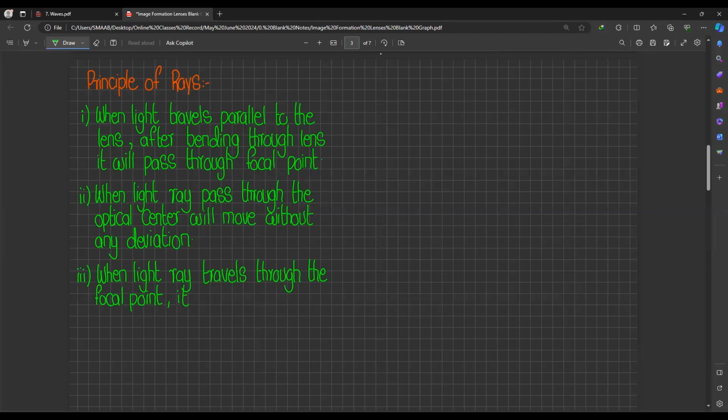Question, sir. What does deviation mean? A bending. Just like in the deviation in the ripple tank, we discussed that the waves will deviate in different angle or in different direction. So no deviation means that there will be no change in direction of the ray, right? Okay, sir. Thank you. Parallel to the principal axis.